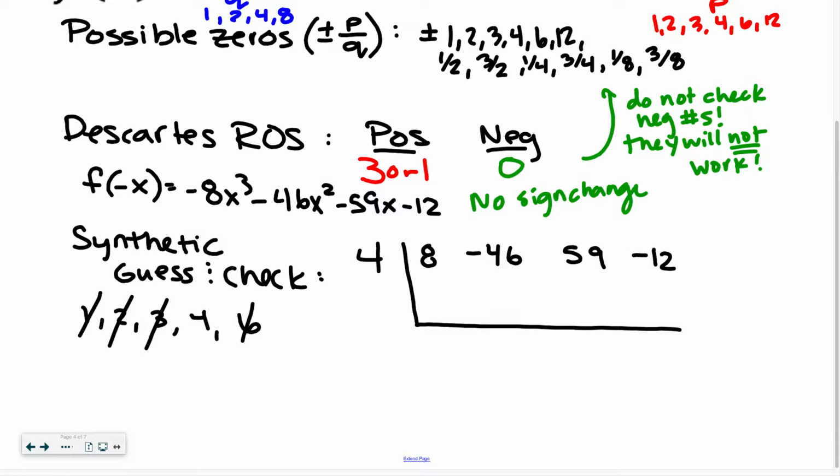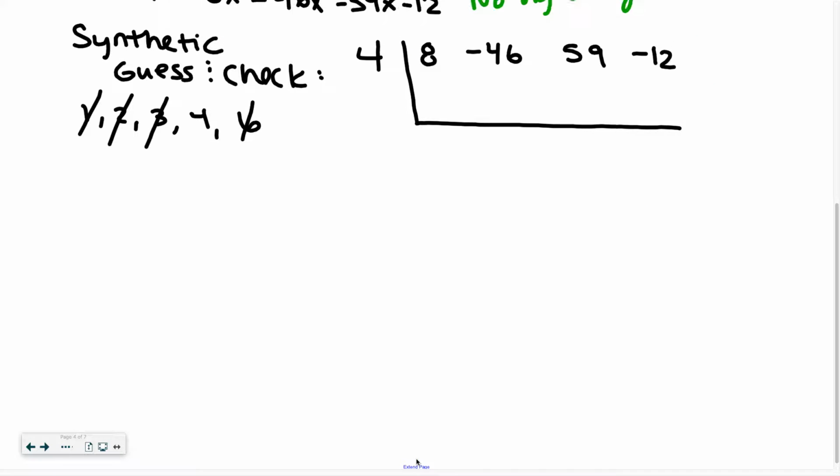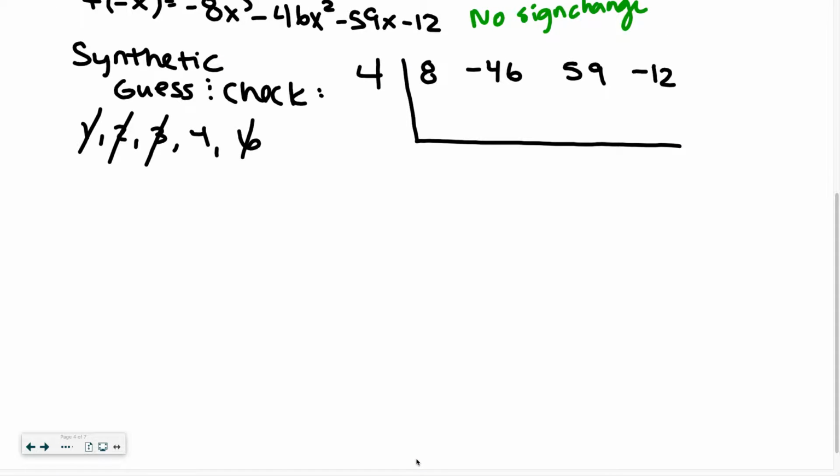Oh, okay, and her group is now starting to agree. So let's put 4 out there so we're working together. Okay, so I call that crowdsourcing. All right, so we'll put the 4 out there. And then we'll add down to get 8. Remember that leading coefficient always just drops to the bottom because there's nothing to add it with. And then 8 times 4 is 32.